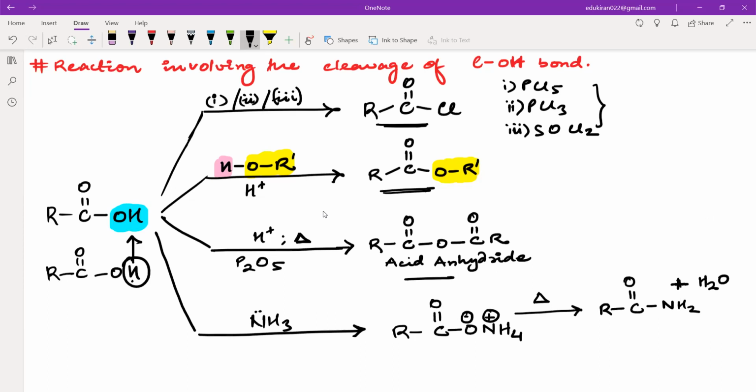Now, we have NH3. So first of all, it forms a salt. This salt is known as an ammonium salt, and here you are making an amide. This is an amide. Okay, any problem till here? Please complete this down. Let me know if you're done.